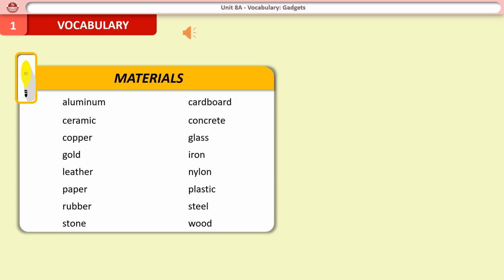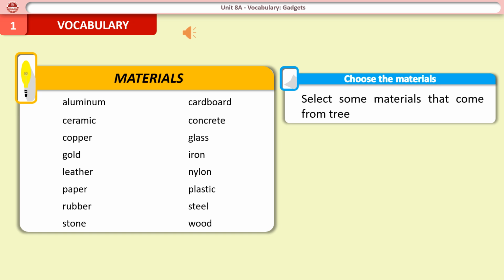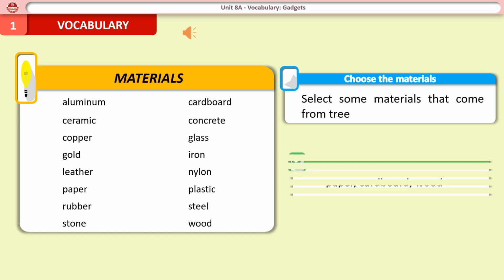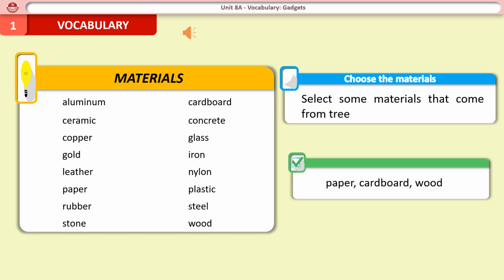Awesome. Now, try to guess out of these materials what materials come from tree. I can give you one hint here. There are three materials that come from tree. So what are they? Okay, let's review the correct answer. The three materials that come from tree are paper, cardboard, and wood. The other ones, they can be metal or they can be made from plastic.